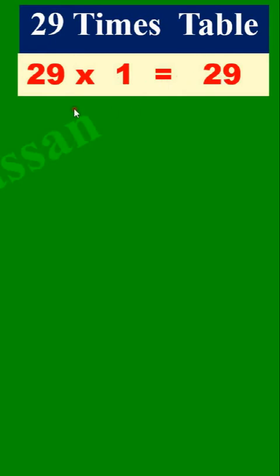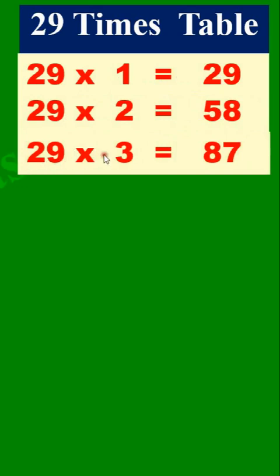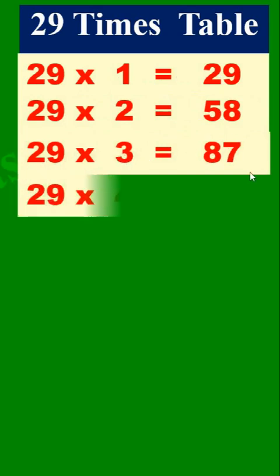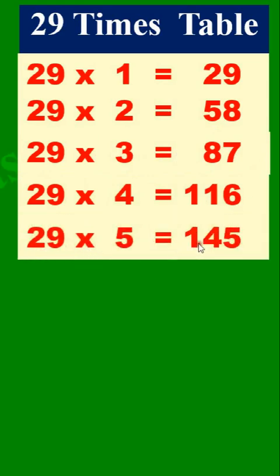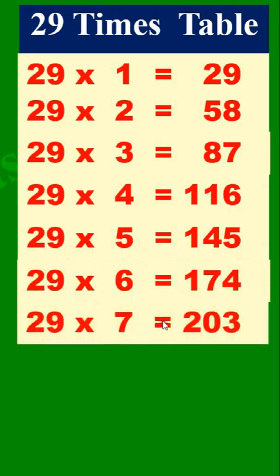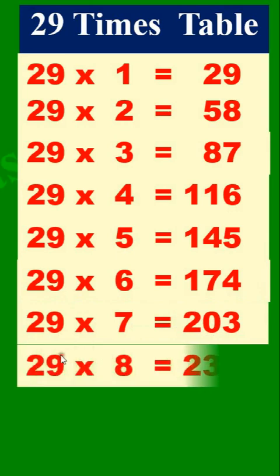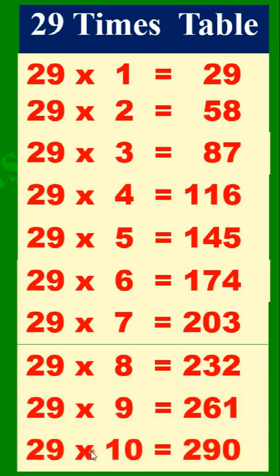29 times table. 29 times 1 is equal to 29. 29 times 2 is equal to 58. 29 times 3 is equal to 87. 29 times 4 is equal to 116. 29 times 5 is equal to 145. 29 times 6 is equal to 174. 29 times 7 is equal to 203. 29 times 8 is equal to 232. 29 times 9 is equal to 261. 29 times 10 is equal to 290.